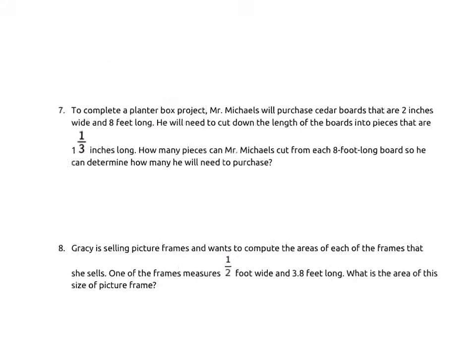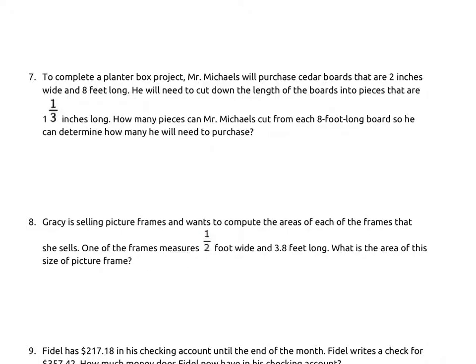All right, just a few more. This one's pretty tough. To complete a planter box project, Mr. Michaels will purchase cedar boards that are 2 inches wide and 8 feet long. He will need to cut down the length of the boards into pieces that are 1 1/3 inches long. How many pieces can Mr. Michaels cut from each 8-foot long board so he can determine how many he will need to purchase?